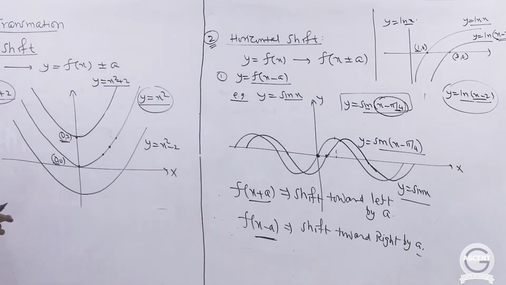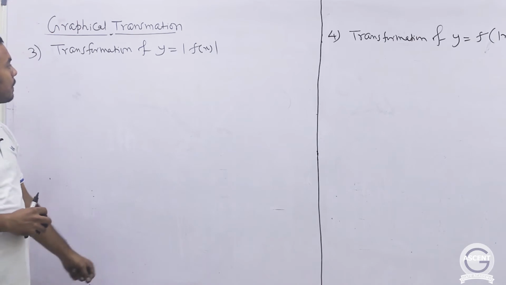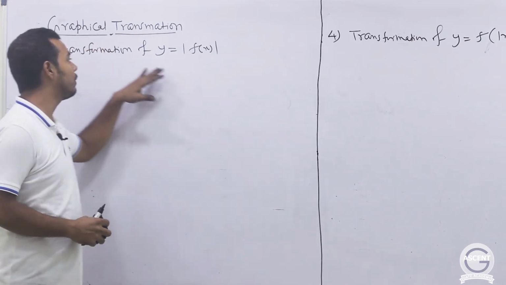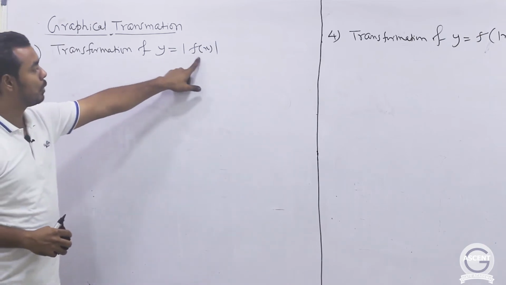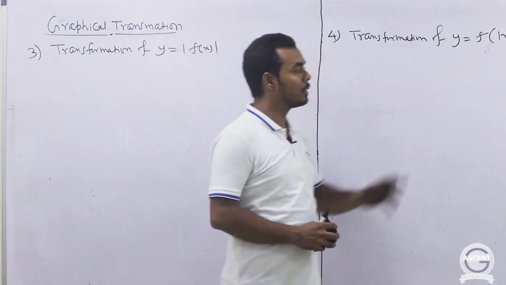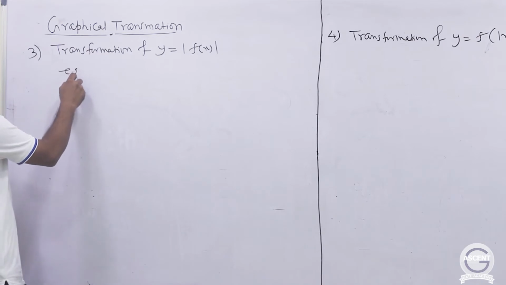Now we have to see some other transformations. The last two transformations that we need to learn are, till now we have discussed vertical shift and horizontal shift. Now we have to learn about these two transformations. One is y equals mod of f of x, another is y equals f of mod x. Let me explain these ideas with the help of some examples.